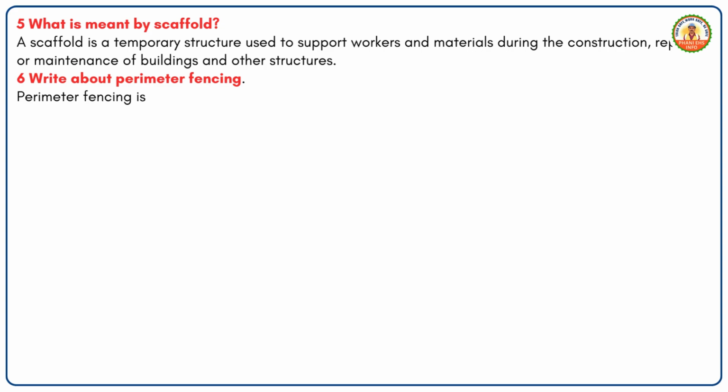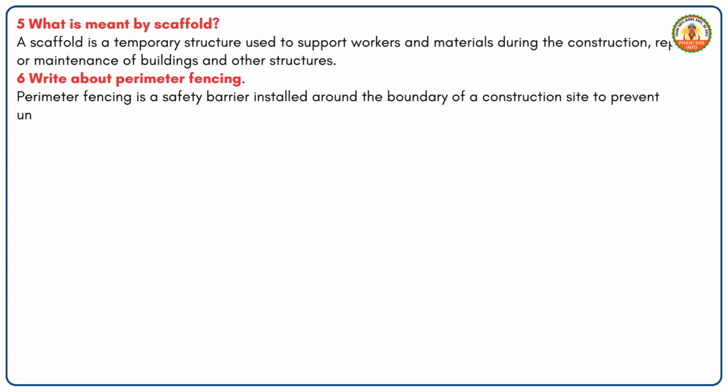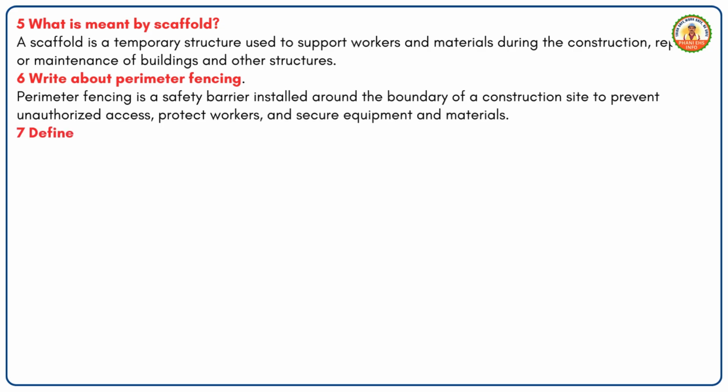Perimeter fencing is a safety barrier installed around the boundary of a construction site to prevent unauthorized access, protect workers, and secure equipment and materials. 7. Define excavation and confined space.